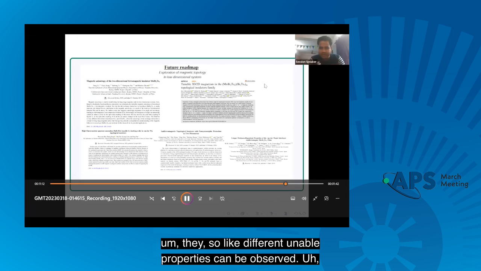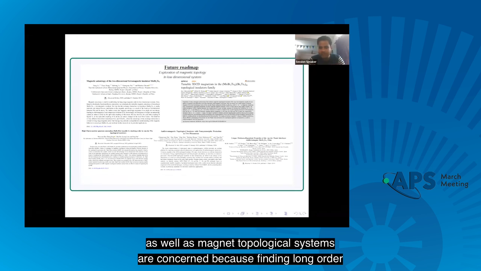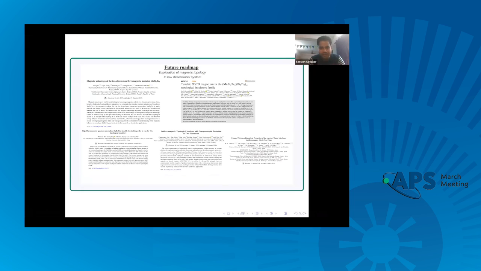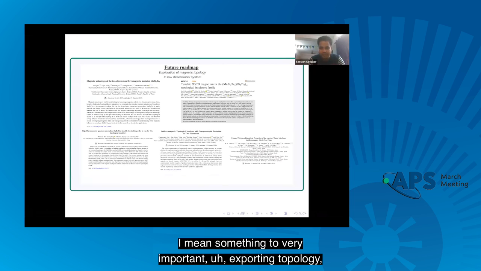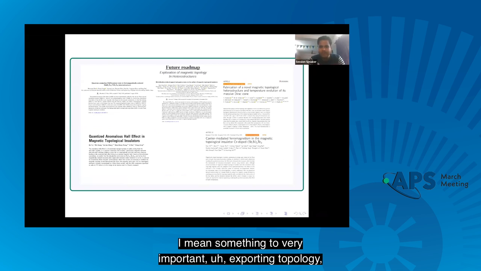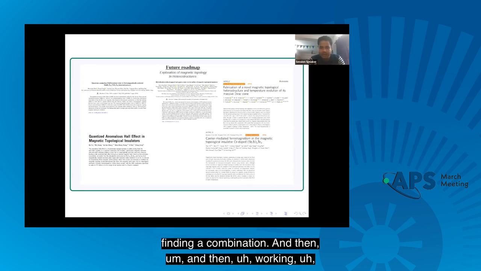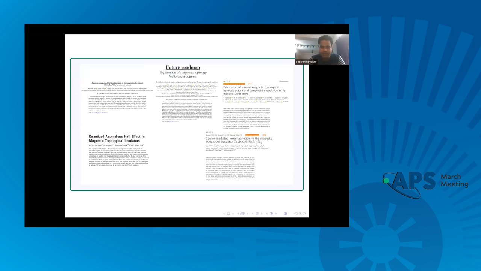So different tunable properties can be observed as far as magnetic topological systems are concerned, because finding long range magnetic order in low dimension systems is always something very important. Exploring magnetic topology in heterostructure systems, like preparing a different heterostructure and then finding a combination, and then working with this along a particular direction will be of utmost importance.